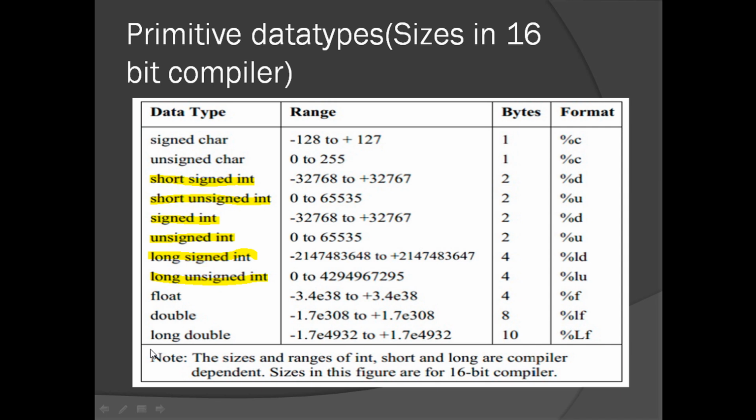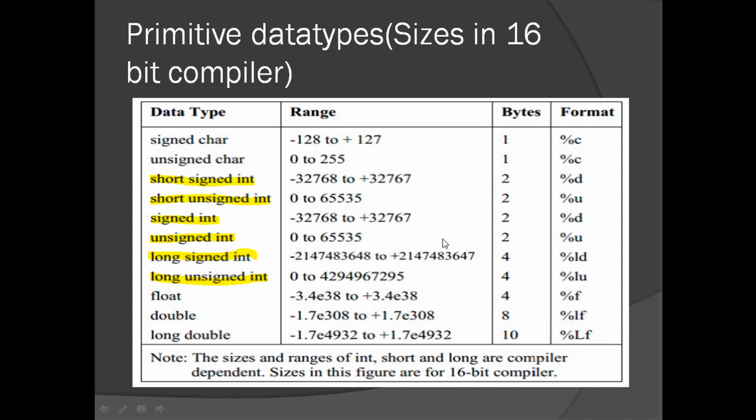And one point you should remember, the sizes and ranges of int, short and long, or in general other data types as well, are compiler dependent. So whatever you are seeing is with respect to a 16-bit compiler. That point you should remember. Now this particular signed int is 2 bytes. 2 bytes means 16 bits, and 2 power 16 value is 65,536.